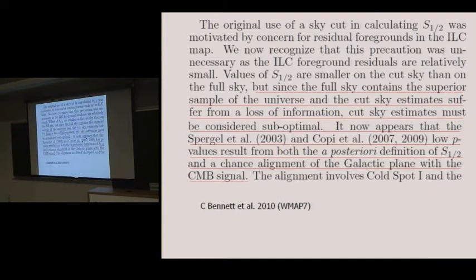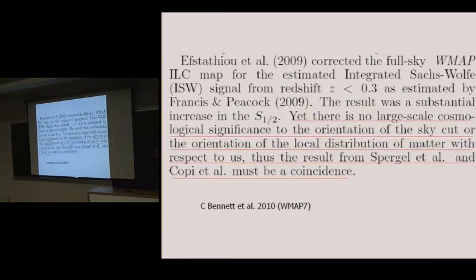It now appears that Spergel et al. 2003 and Copi et al., in these two papers, the low p-value results from both the a posteriori determination of S1/2 and the chance alignment of the galactic plane with the CMB signal. So it's a kind of a posteriori definition of this statistic, and also there's a chance of alignment between these two, and they give the result eventually. Yet there's no large scale cosmological significance to the orientation of the sky cut or the orientation of the local distribution of matter with respect to us. Thus, the results from Spergel et al. and Copi et al. must be a coincidence. So there's this problem.